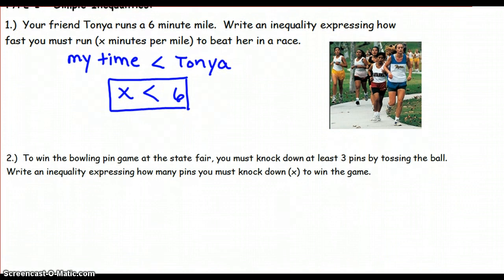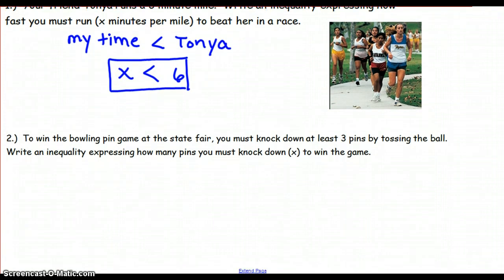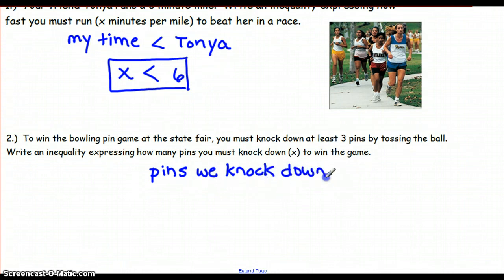Let's move on to number 2. To win the bowling pin game at the state fair, you must knock down at least 3 pins by tossing the ball. Write an inequality expressing how many pins you must knock down, x, to win the game. Let's set up a verbal phrase. So we know that the pins we knock down has to be at least 3 pins.